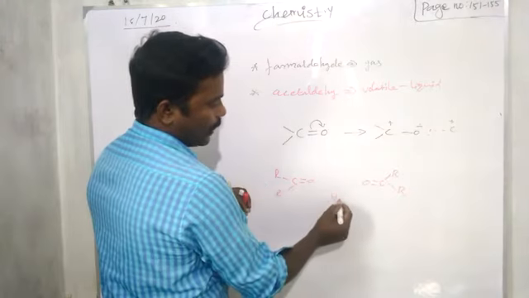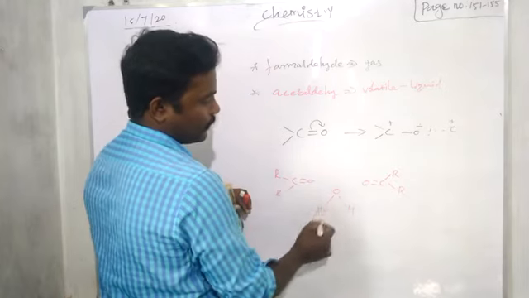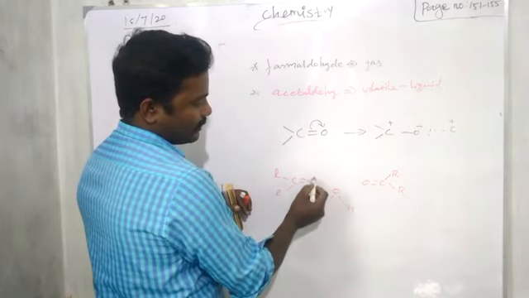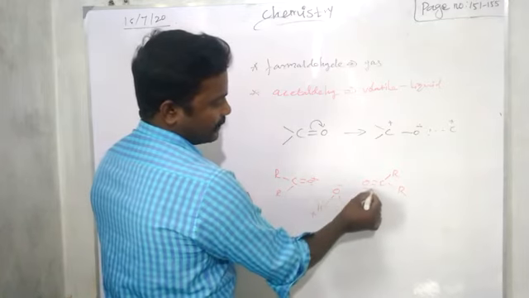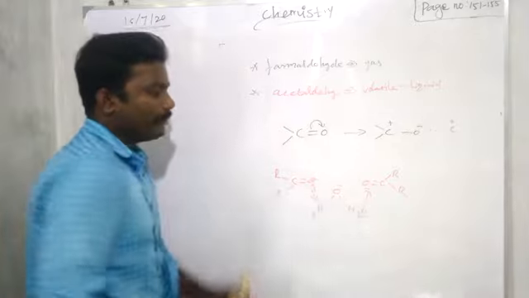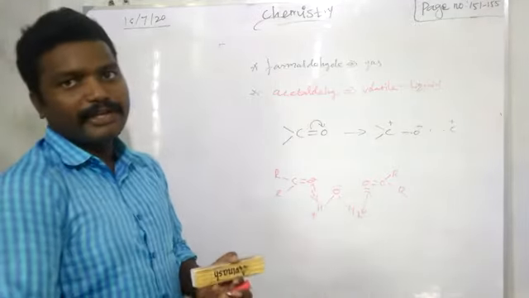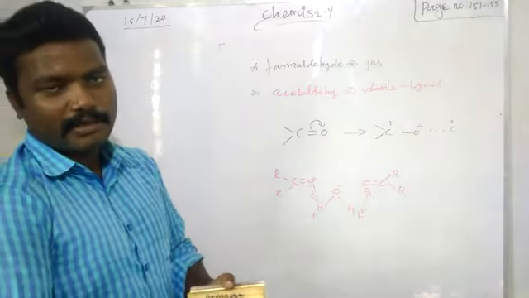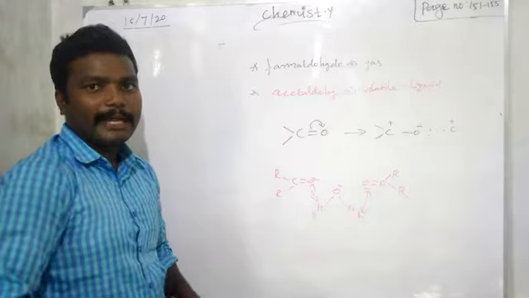If you see the water, how will water form? H–H. Okay, so there is an interaction: minus, plus, minus, plus. This minus and plus will have an interaction because of the hydrogen bond. Already we have studied the hydrogen bond in the 11th standard itself: the interaction between the electronegative element and the hydrogen.